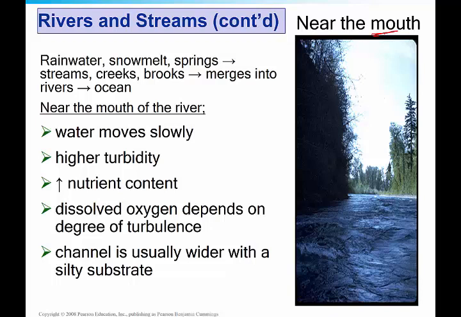So near the mouth of the river, the water at this point is moving more slowly. High turbidity, that means there are a lot of particles dissolved in the water. Now those particles aren't necessarily pollutants. They could be dirt from the surface of the ground that flowed in during a rainstorm. They can be broken down pieces of leaves and branches and things like that. There's also a very high nutrient content in water at the mouth of the river.